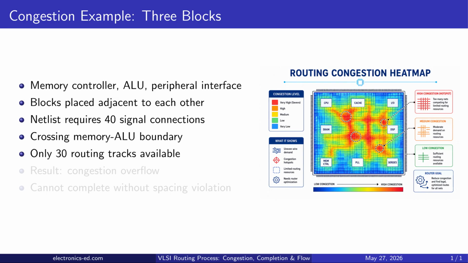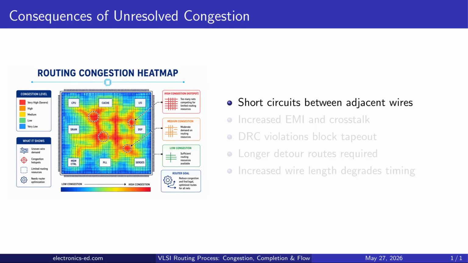But only 30 routing tracks are available in that region. The result is congestion overflow. You cannot complete all connections without causing spacing violations. Unresolved congestion leads to short circuits between adjacent wires. It also increases EMI and crosstalk between signals. DRC violations will block your tape-out completely.